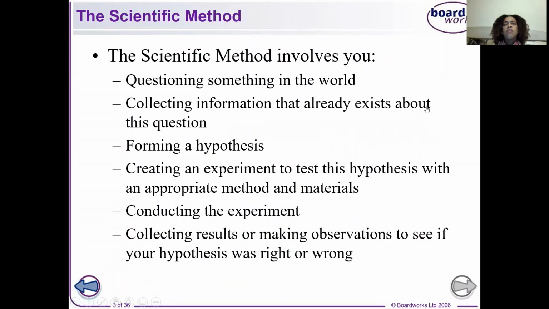The scientific method involves you questioning something in the world, collecting information that already exists about this question, forming a hypothesis, creating an experiment to test this hypothesis with an appropriate method and materials, conducting the experiment, collecting results, or making observations to see if your hypothesis was right or wrong.